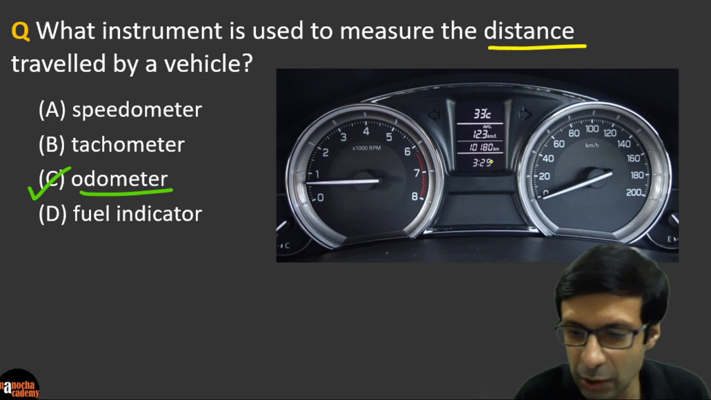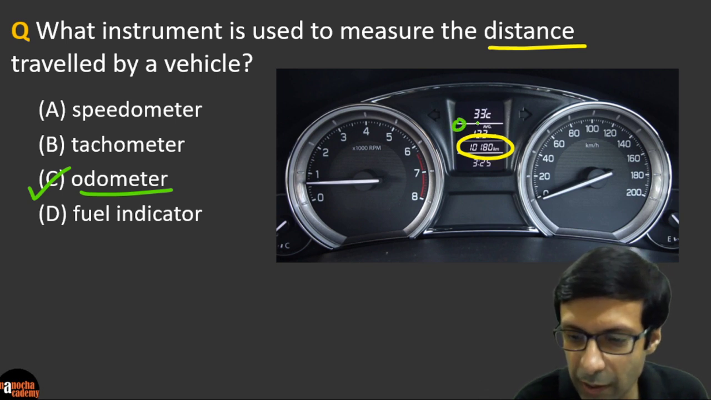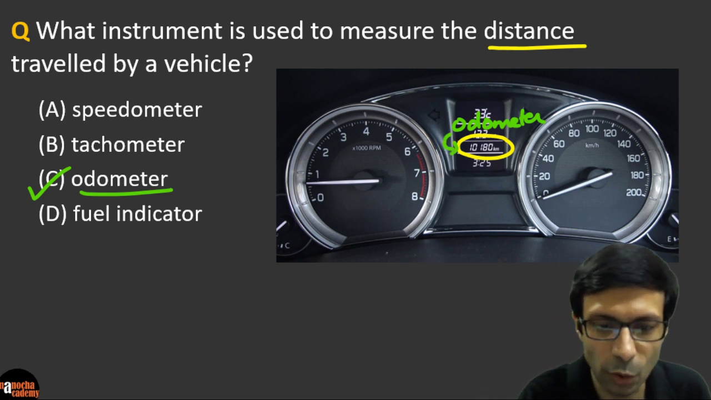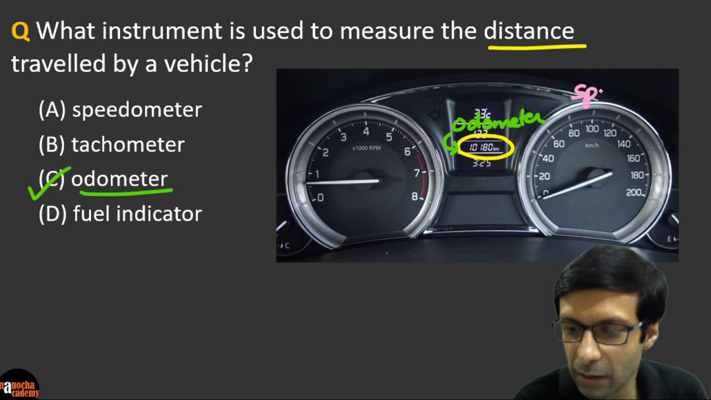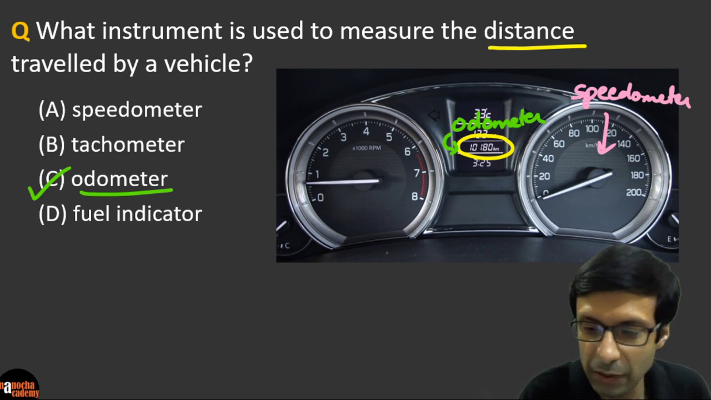And as you can see in this picture, the odometer is over here. So this is our odometer. Let me mark it with the green color here. So that's our odometer. We call this the odometer reading. The speedometer is over here. So this is our speedometer, right? The speedometer is showing the speed of the vehicle, but odometer gives the distance traveled.